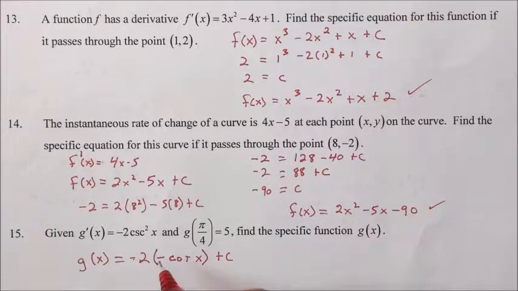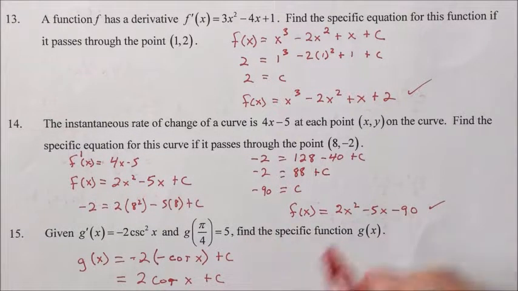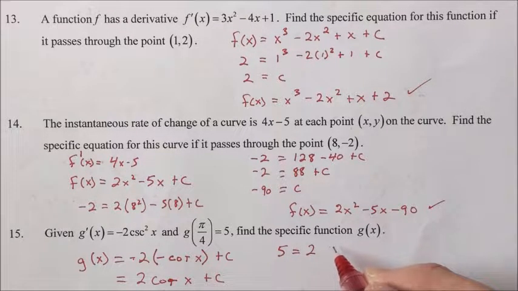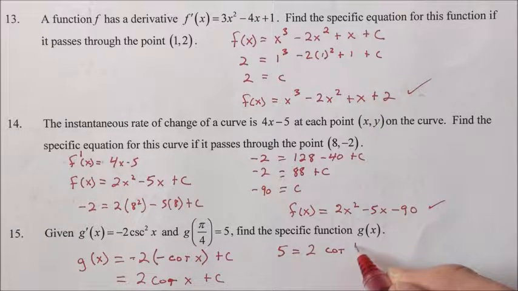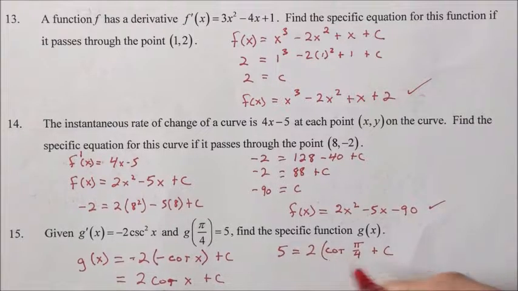Now obviously we see the two negative signs, so that means that g of x is really twice the cotangent of x plus C. We know that when we plug in pi over 4, we get 5. Alright, so 5 is equal to twice the cotangent of pi over 4 plus C. So here we go, trig chart. What is the cotangent of pi over 4?